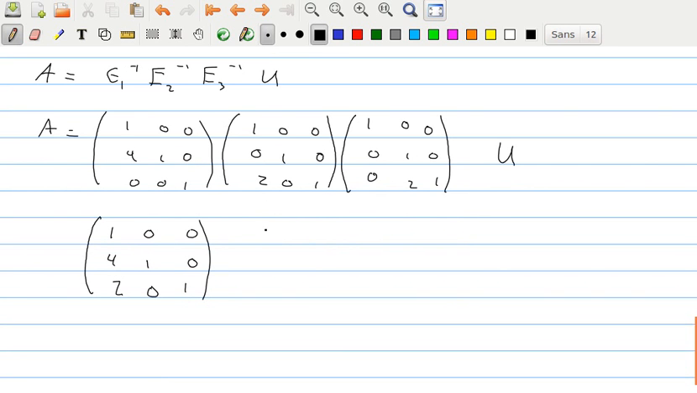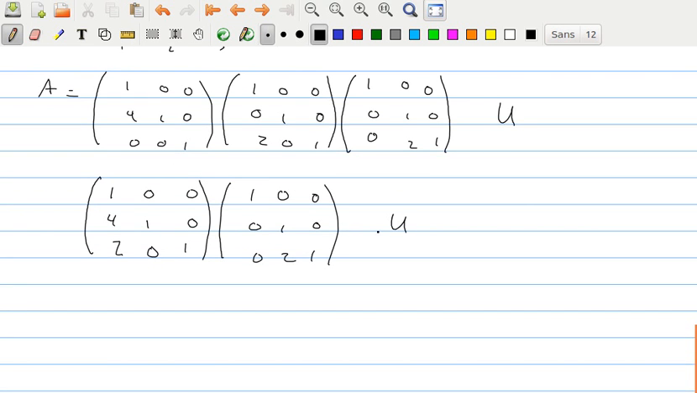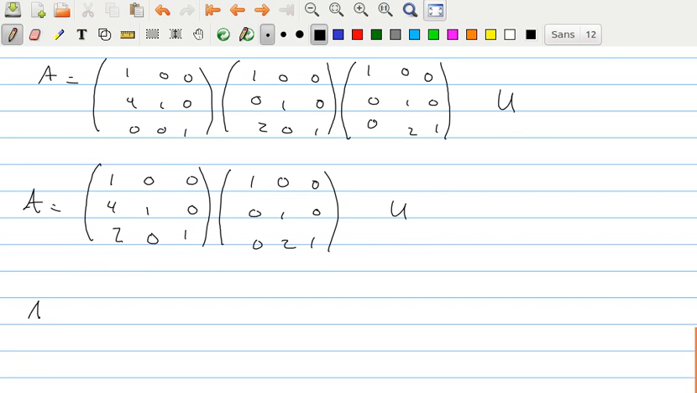And now we've got to multiply this by the next matrix. 1 0 0 0 1 0 0 2 1 times U. This is still our A. Okay, we'll do the same thing. So in order to get the first row, first column entry, we take the first row times the first column, gives us 1. The first row dotted with the second column gives us 0. The first row dotted with the third column also gives us 0.